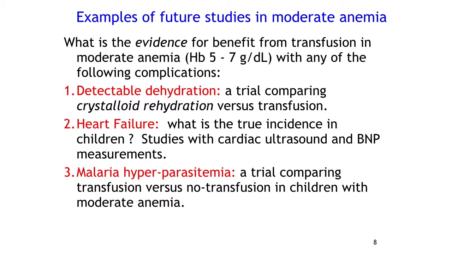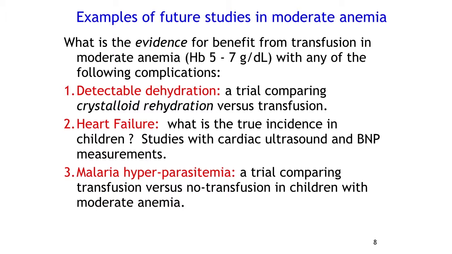The other category is heart failure. Now, in pediatrics, there is a thinking that if a child is anemic, they may also be in heart failure. Clinically, this has been disproved, that most of the children who are severely anemic actually are not in heart failure. But we don't have the evidence. No one has actually come up to tell us the incidence. How many of these children who are severely anemic are actually in heart failure? We don't know.